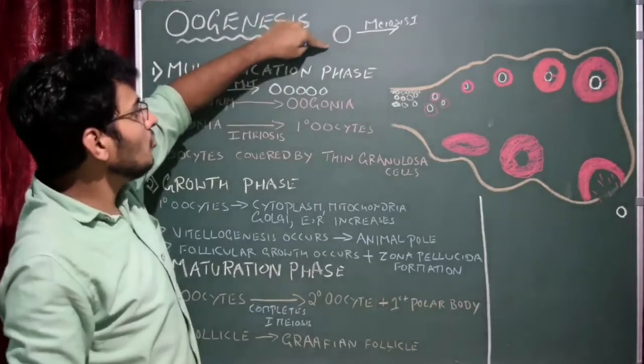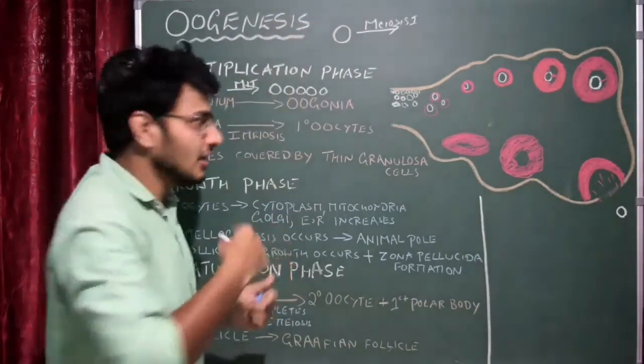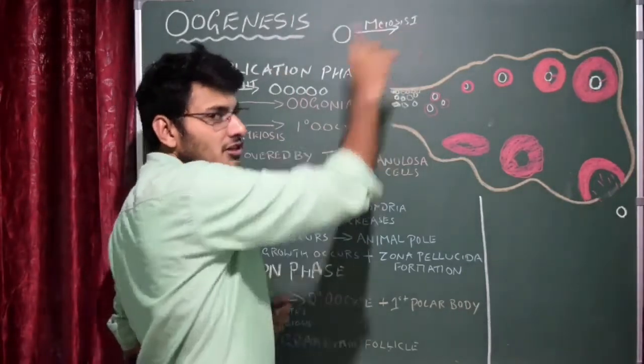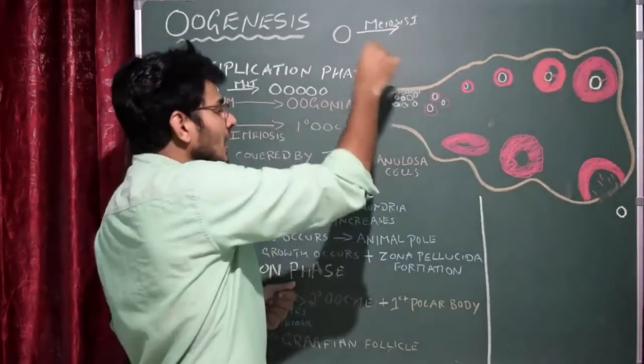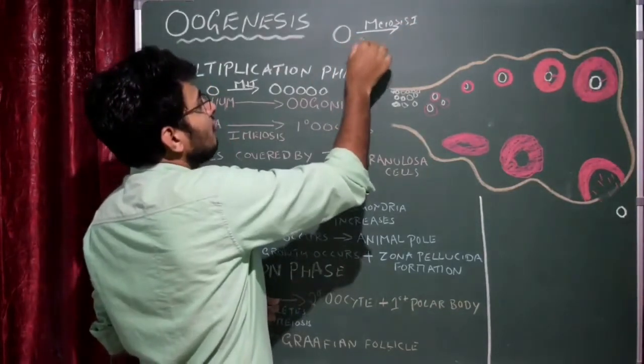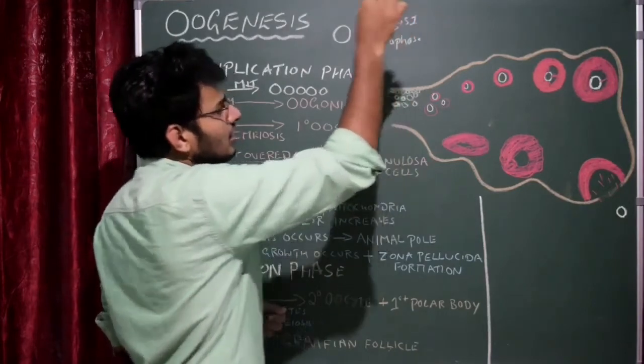Okay, so one oogonium cell undergoes meiosis. Meiosis, that is reduction division, that is meiosis first. There are two meiosis, you know that, meiosis 1 and meiosis 2. It undergoes meiosis 1 and gets arrested at first prophase. Please remember, you will get this question. Gets arrested at first prophase.